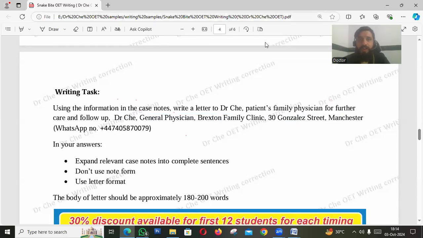So what comes in your mind after reading this writing task? What comes in your mind about this letter? Can anyone explain to me?